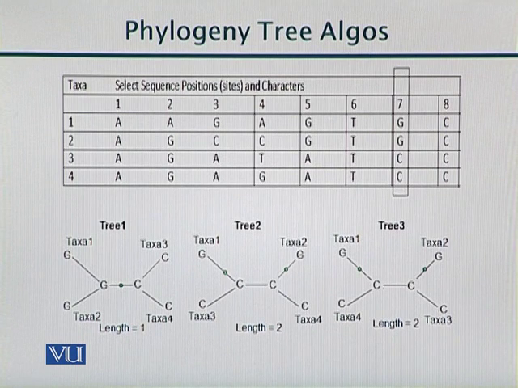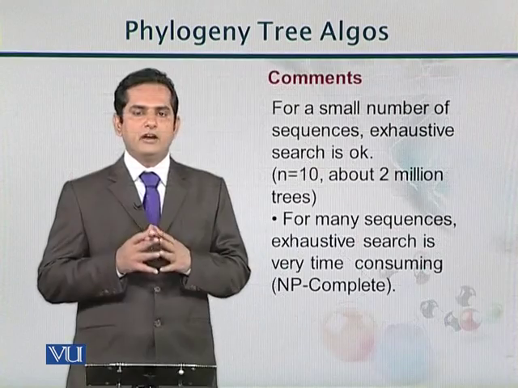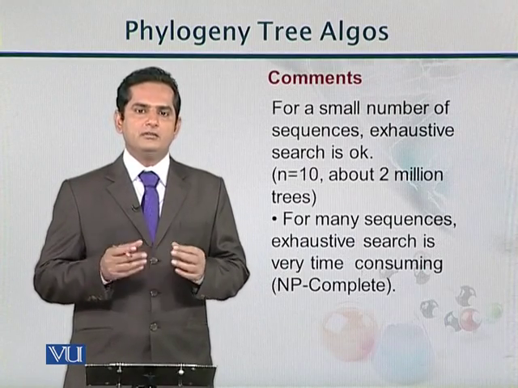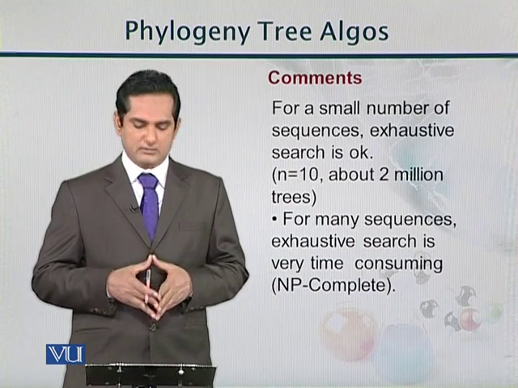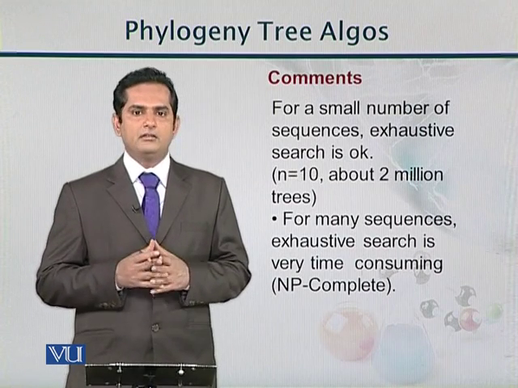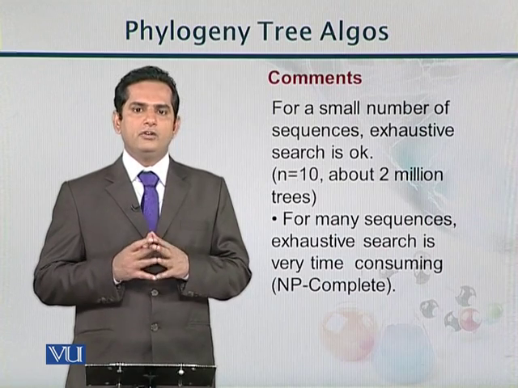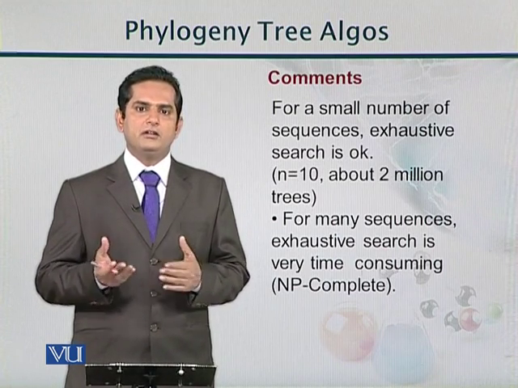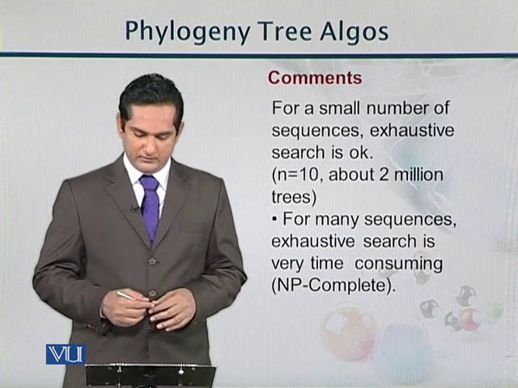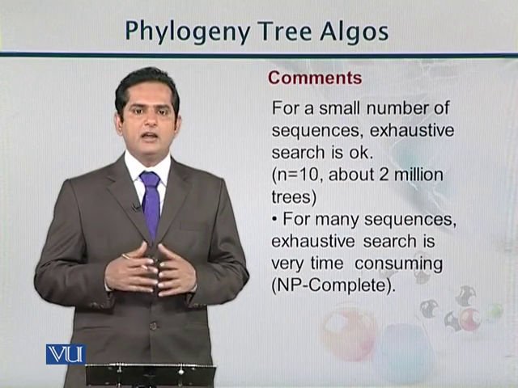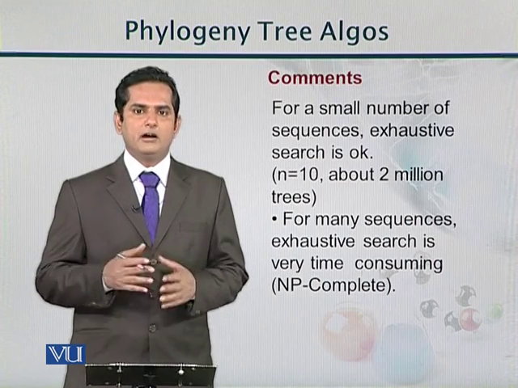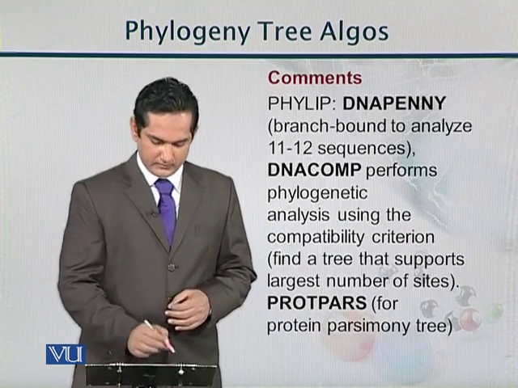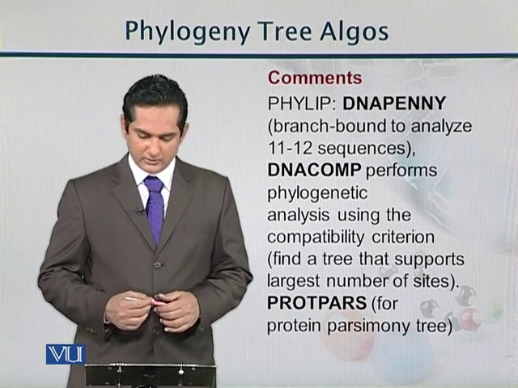So what are the comments then? It's very good if we have a low number of sequences, but as the number of sequences increases, this tree building step becomes very exhaustive. For example, if we have 10 sequences, then we would have about 2 million possible trees for those sequences. So it will be very time complex, and it is an NP-complete problem, which is very tough to deal with.